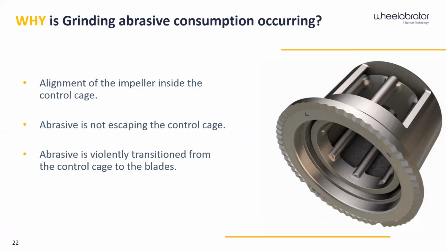And then another area is the abrasive is violently transitioned from the control cage onto the blades. I didn't put it in here, but I have another high-speed video that shows that transition of the abrasive coming out of the control cage. It is not, I will tell you, a nice fluid transition. Those blades are rotating around, and it is a very violent slapping action, almost like a paddle wheel. So those are some of the areas where abrasive consumption can be increased due to what's happening inside your blast wheel.